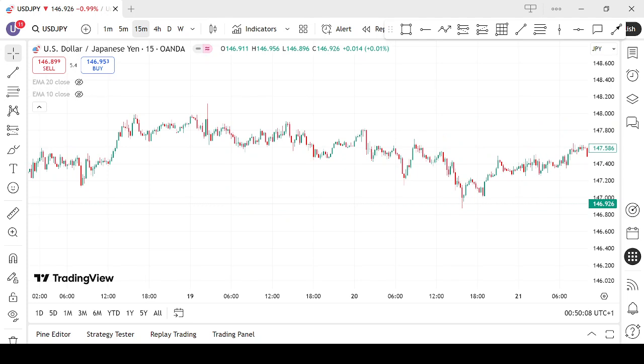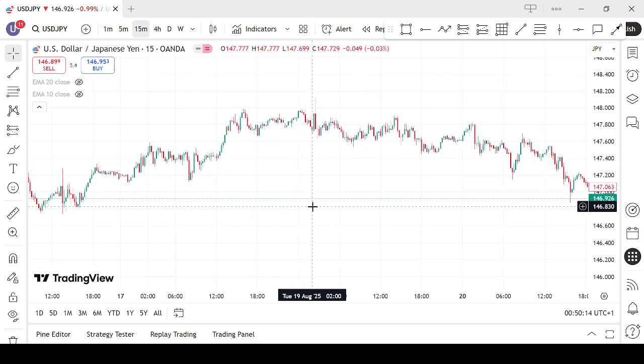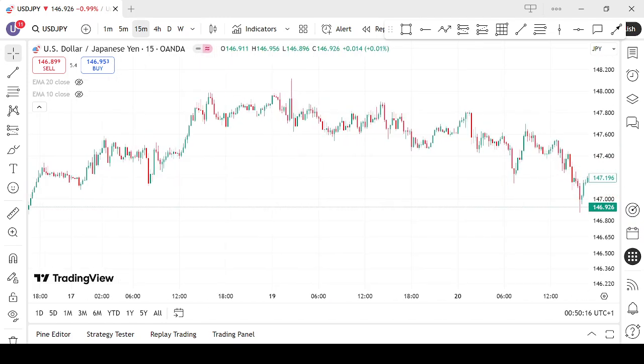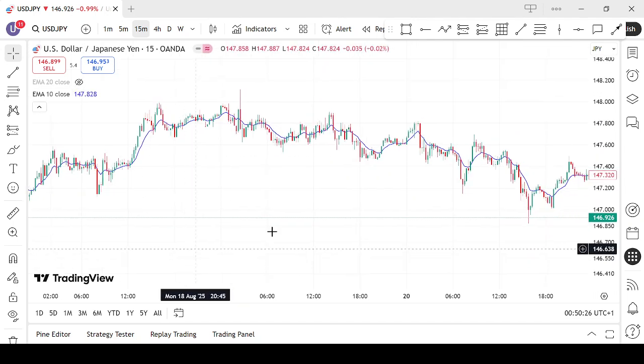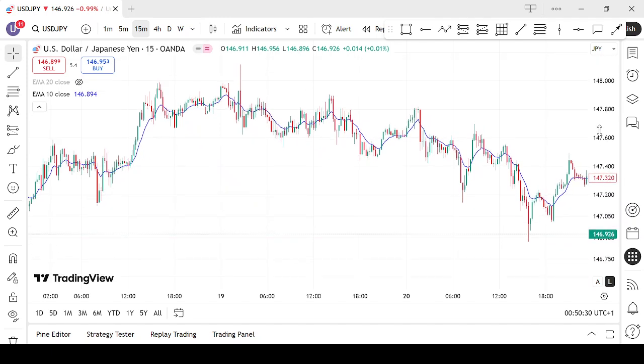Now, what is the moving average concept? The moving average is a technical indicator that helps smooth out price fluctuations by averaging the price of a security over a specific period. Now, this tool is essential for identifying trends and providing support or resistance levels in trading.